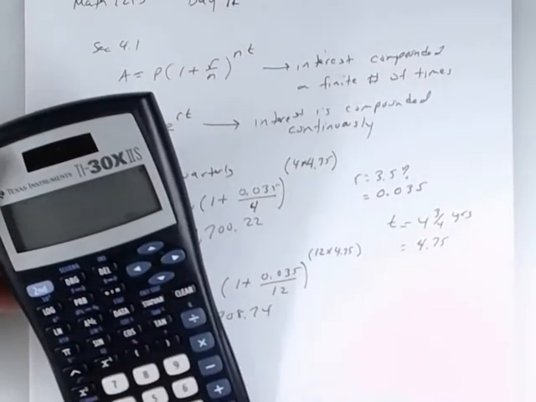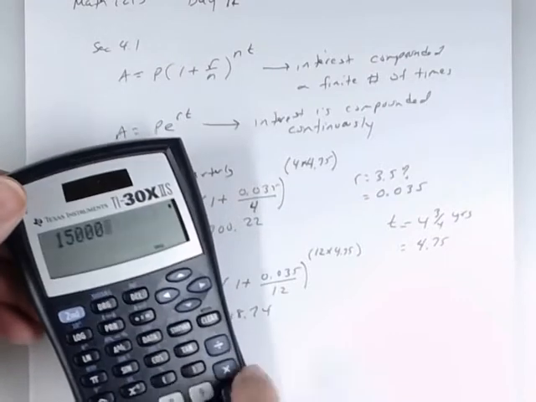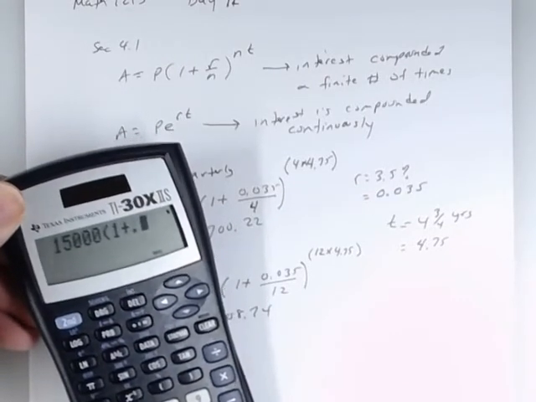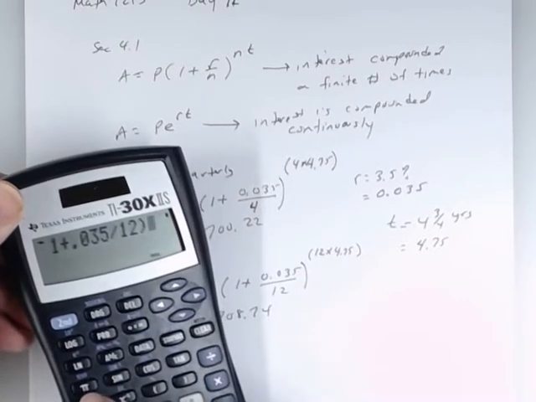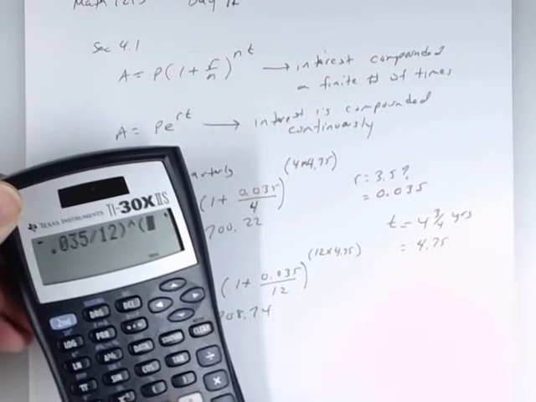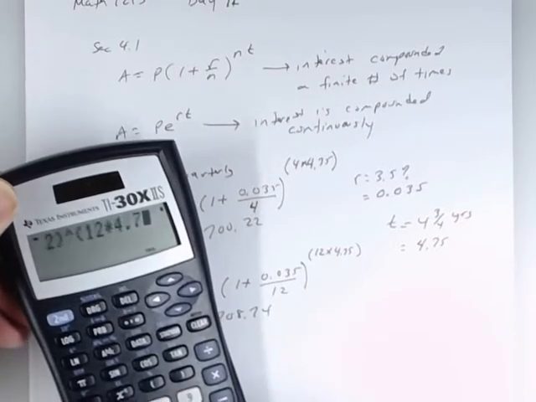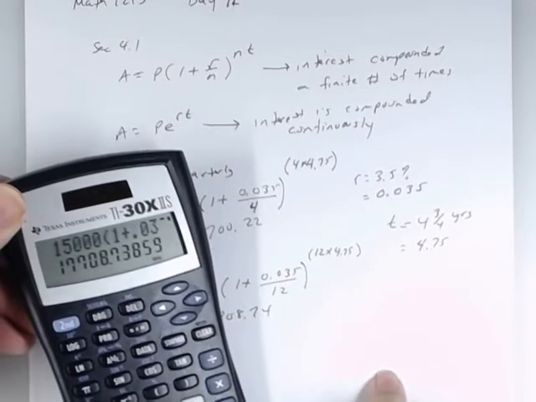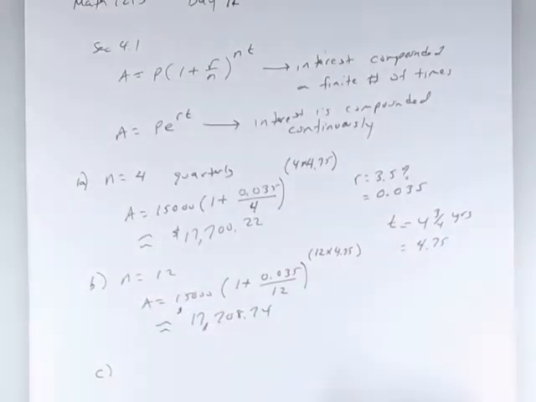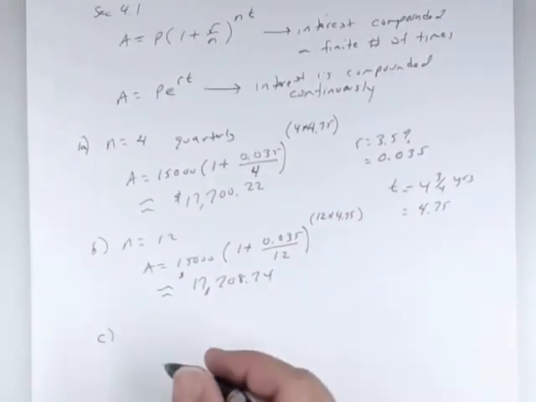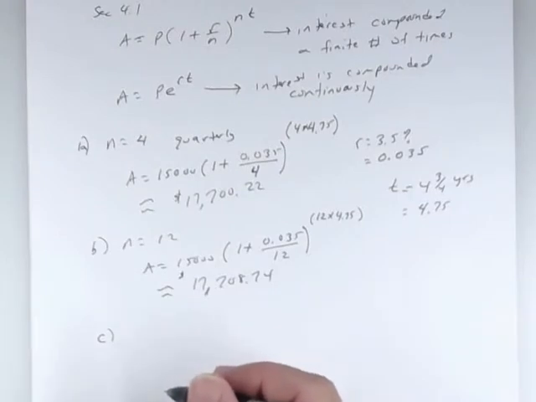Look real closely. 15,000 parentheses 1 plus 0.035 divided by 12. Close the parentheses. Raise it to the open parentheses 12 times 4.75. Close, press equal. If you still get it wrong, someone on the side of you can probably show you if you have the same calculator. But you've got to make sure you can put that in your calculator. Ask someone on the side of you.